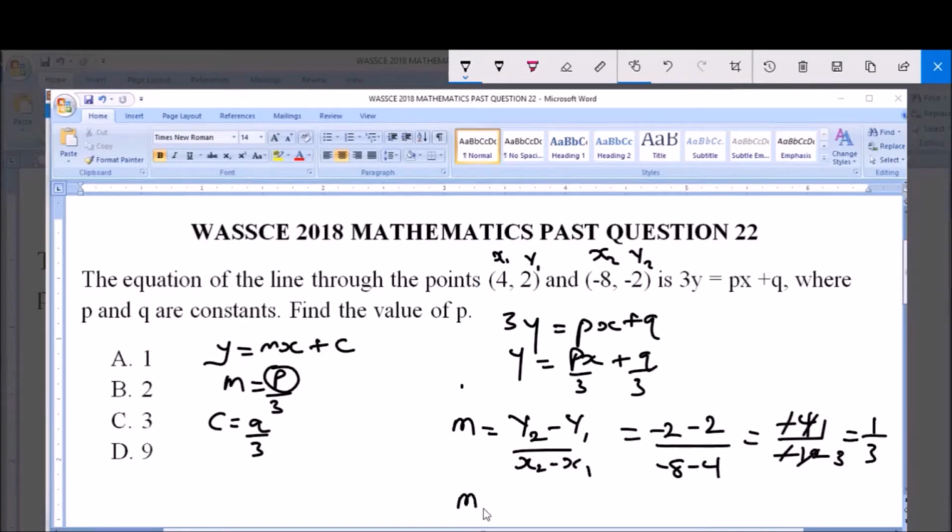So meaning that m is equal to 1 all over 3, which is equal to p over 3. Therefore p is equal to 1. This is this numerator here, that is p. So p is equal to 1, and that is option A. So the answer to this question is option A, 1.